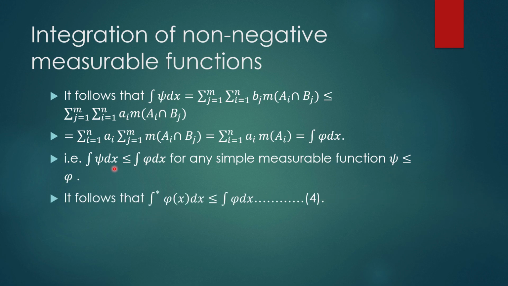It follows that for any simple measurable function psi less than or equal to phi, this side is less than this one. Even if you take the supremum also, that will be less than. The supremum is denoted by this star, integration star. So this is inequality number 4. From 1 and 4 we have the result.